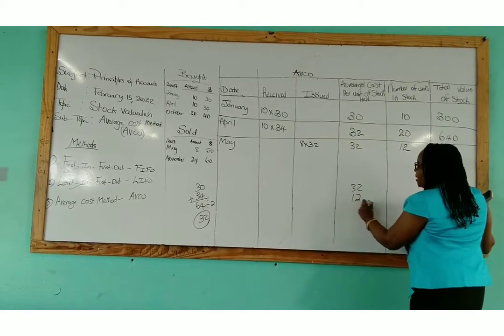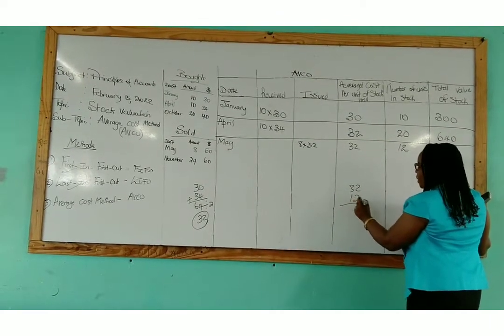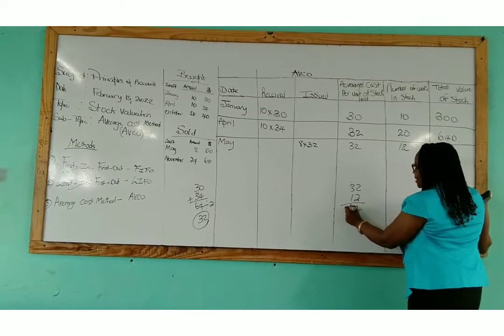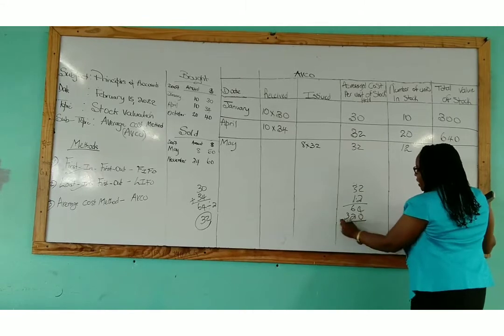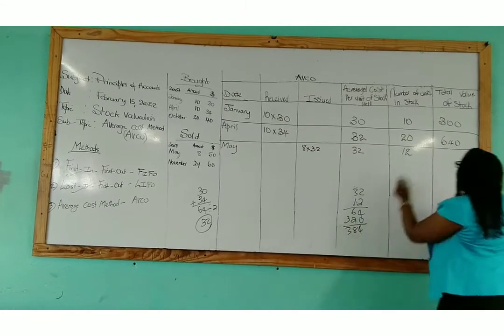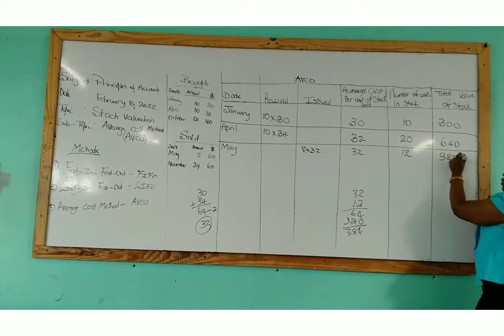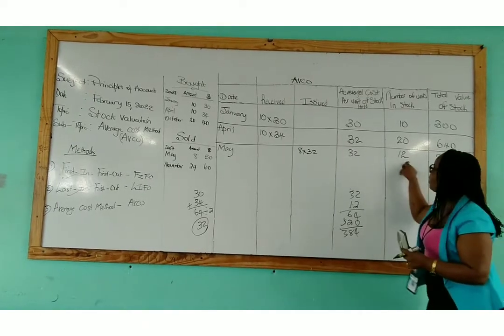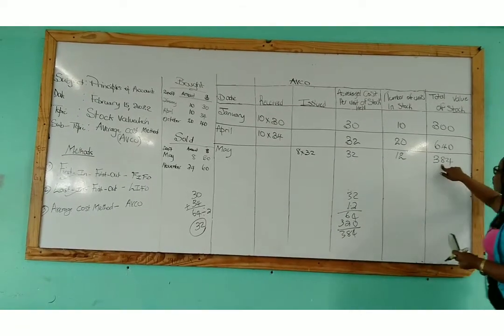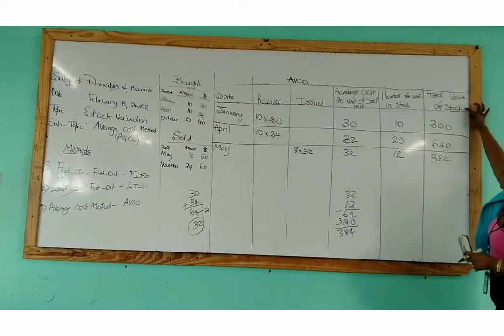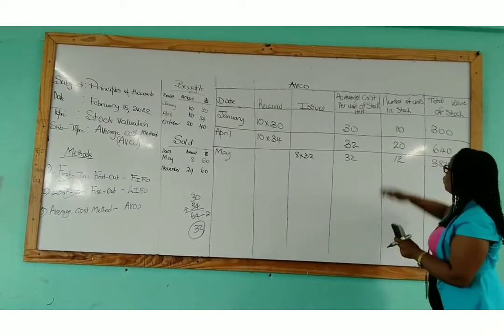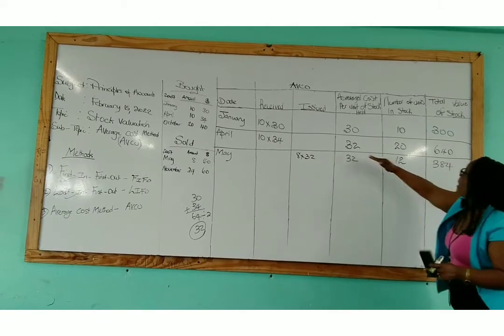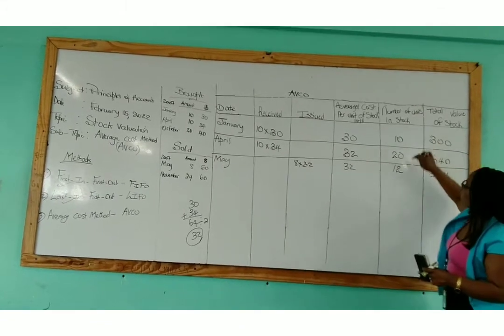So you simply do 2 2's 4, 2 3's 6, 1 2 2, and 1 3 3. That gives us 384. So it is 384 because it is the 12 times the 32. That is the total value of stock for the month of May. Good? So all you have to do is multiply your average cost times your number of units in stock.